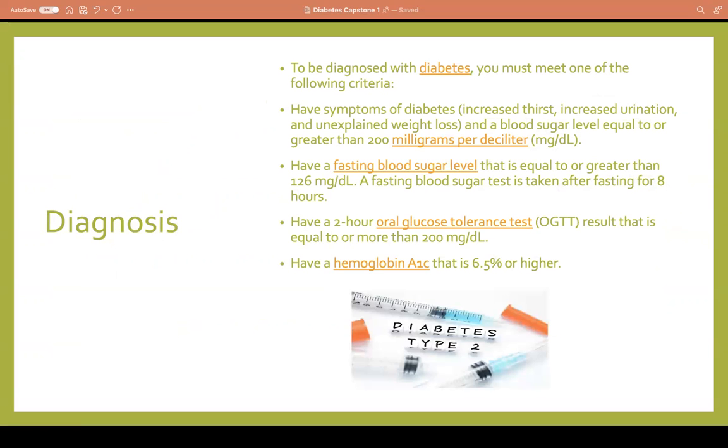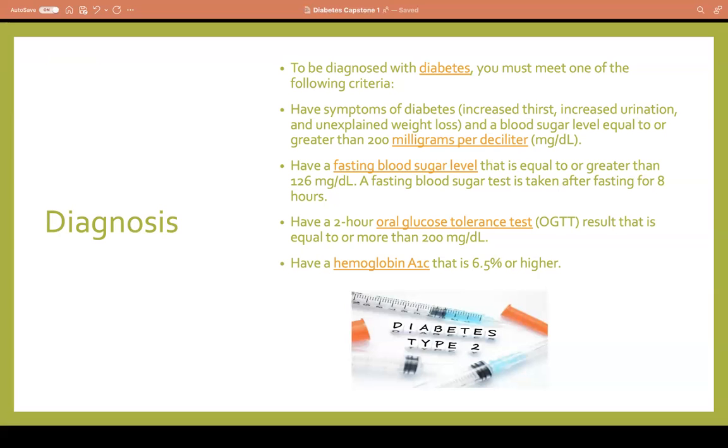Diagnosis of diabetes. To be diagnosed with diabetes, you must meet one of the following criteria. You must have symptoms of diabetes, which include increased thirst, increased urination, and unexplained weight loss, and a blood sugar level equal to or greater than 200 milligrams per deciliter. You must also have a fasting blood sugar level that is equal to or greater than 126 milligrams per deciliter.